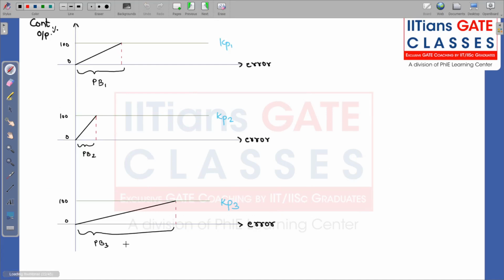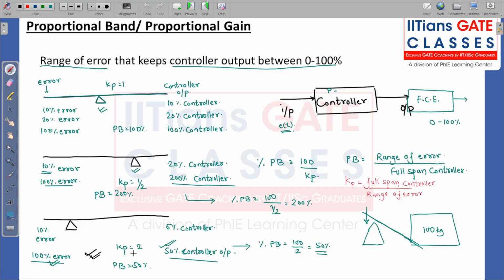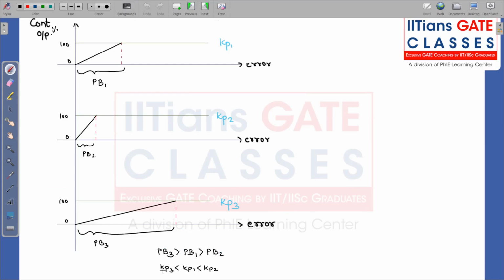So proportionality band 3 is greater than proportionality band 2. Sorry, proportionality band 1 is greater than proportionality band 2. Kp and proportionality band are inversely proportional to each other, so Kp3 will be less than Kp1, which is less than Kp2. You can check from here also: here we have half, then we have 1, then we have 2. Proportionality band is the range of error which keeps the controller in 0 to 100%.